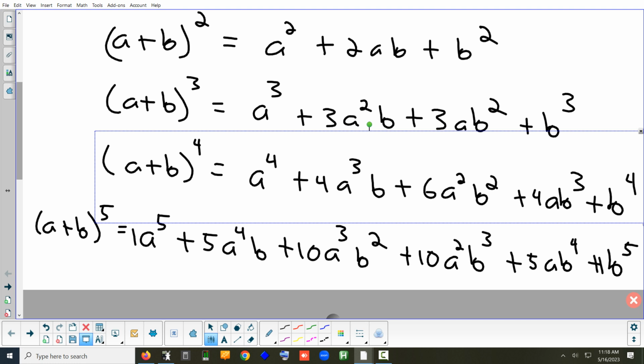What else? The b is the other way around. So we start out with b to the 0, and then we go b to the 1, b to the 2, b to the 3, b to the 4. So a and b kind of do the opposite with their exponents. One of them goes up, one of them goes down. What else here? What other patterns do people see?